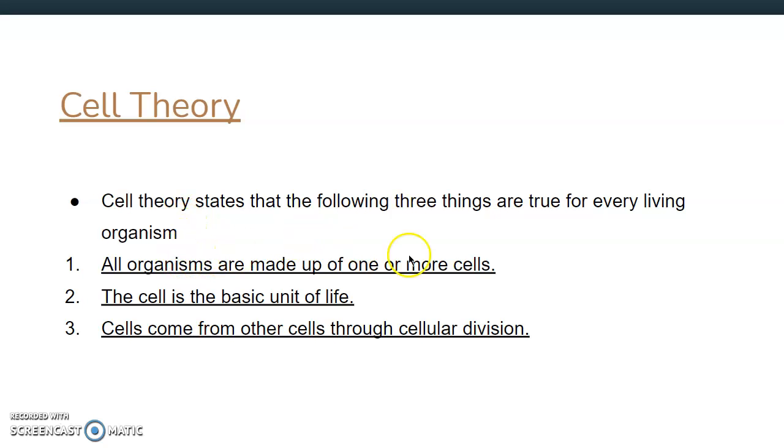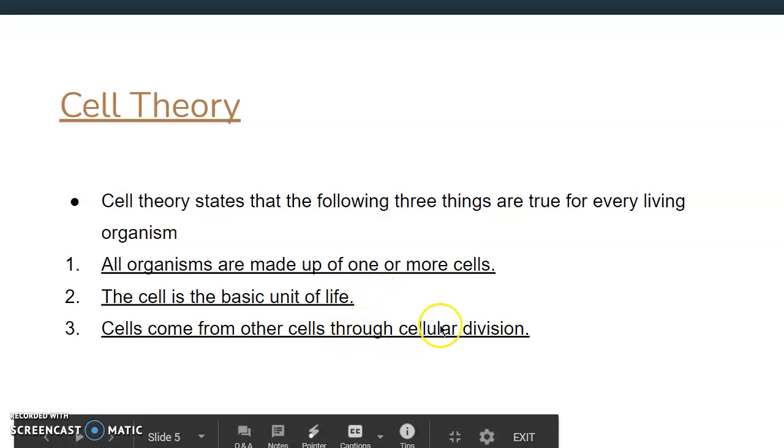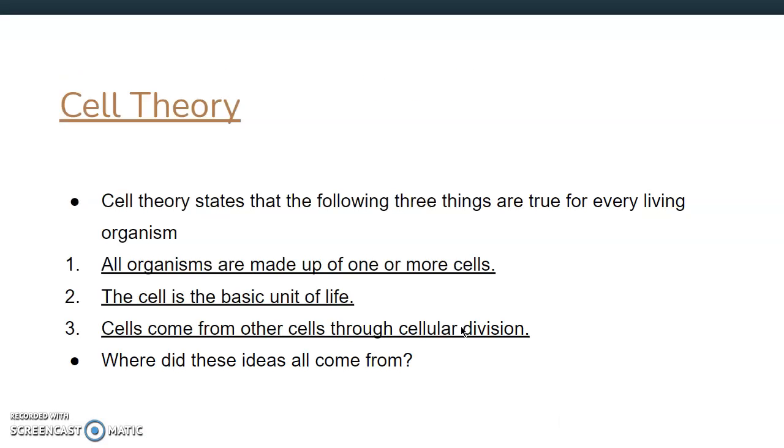But all organisms are made up of cells. Even something as complex as a human is made up of many, many cells. Our cell is our basic unit of life, and all cells come from other cells. But where did these ideas come from?